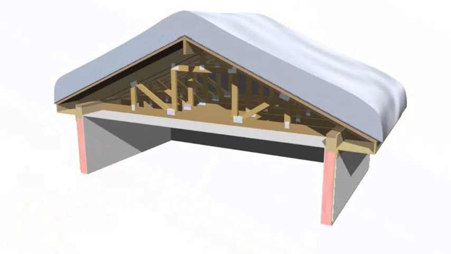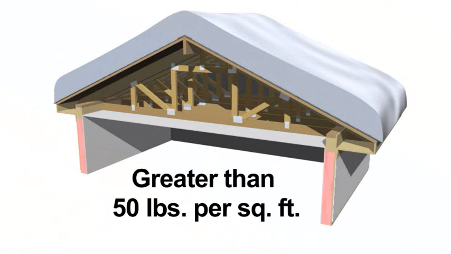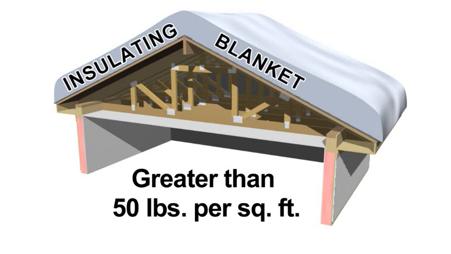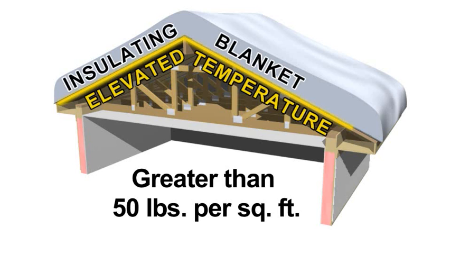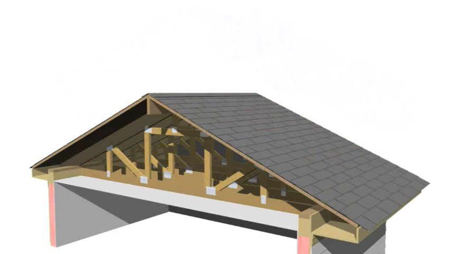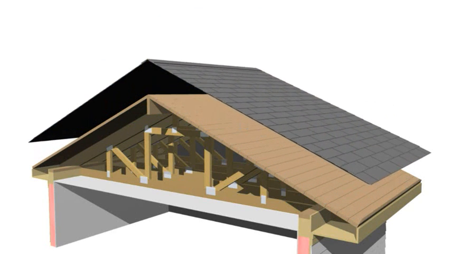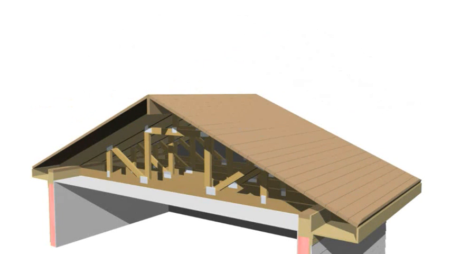If you live in a region with snow loads greater than 50 pounds per square foot, the snow itself creates an insulating blanket that can elevate the temperature of the roof deck above freezing that can cause snow melt and ice dams. To counteract the thermal effect of the heavier snow load, you will need to add ventilation by constructing a vent-over roof on top of your unvented compact roof.